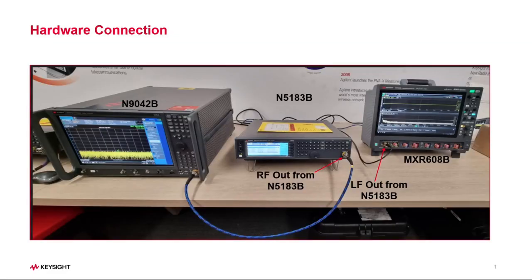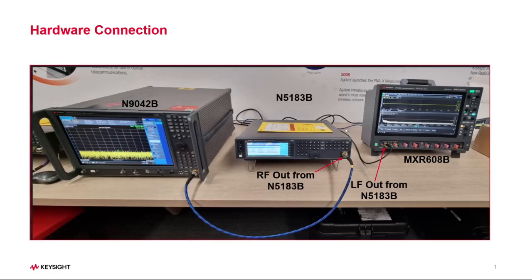Today, this video will show how you can set up the N5183 signal generator for low frequency output. So we'll just have a look at the physical connection right now. We have the N5183 connected to the spectrum analyzer via the RF output port, which is at the front panel.